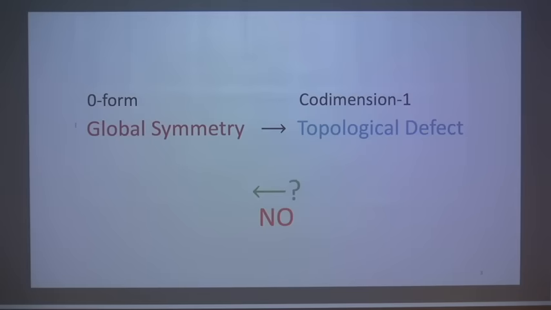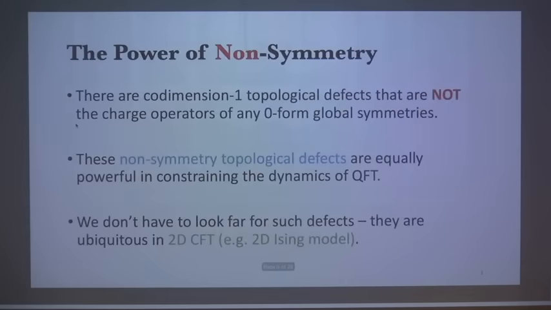So to sum up so far, given any zero-form global symmetry, there's an associated codimension 1 topological defect, namely its charge operator. The main question we would like to address today is whether the converse arrow is true. Namely, is every codimension 1 topological defect in a quantum field theory associated to a zero-form global symmetry? The answer is no. There are codimension 1 topological defects that are not the charge operators of any zero-form global symmetry.